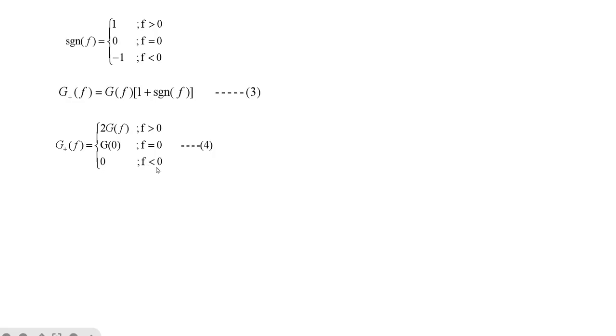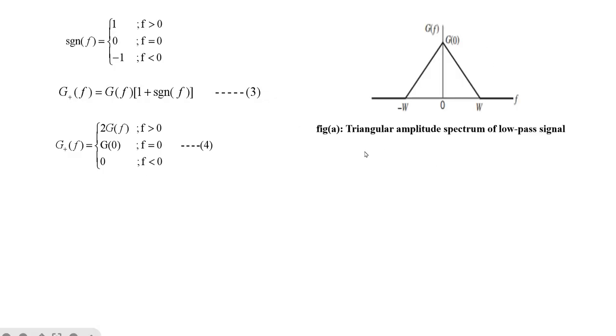has no frequency components for all the negative frequencies. It has only the frequency components for f is equal to 0 and f greater than 0. It doesn't have any frequency components for f less than 0, that is for the negative frequency components. Now we'll draw the frequency spectrum here. This is the frequency spectrum, we'll call it triangular.